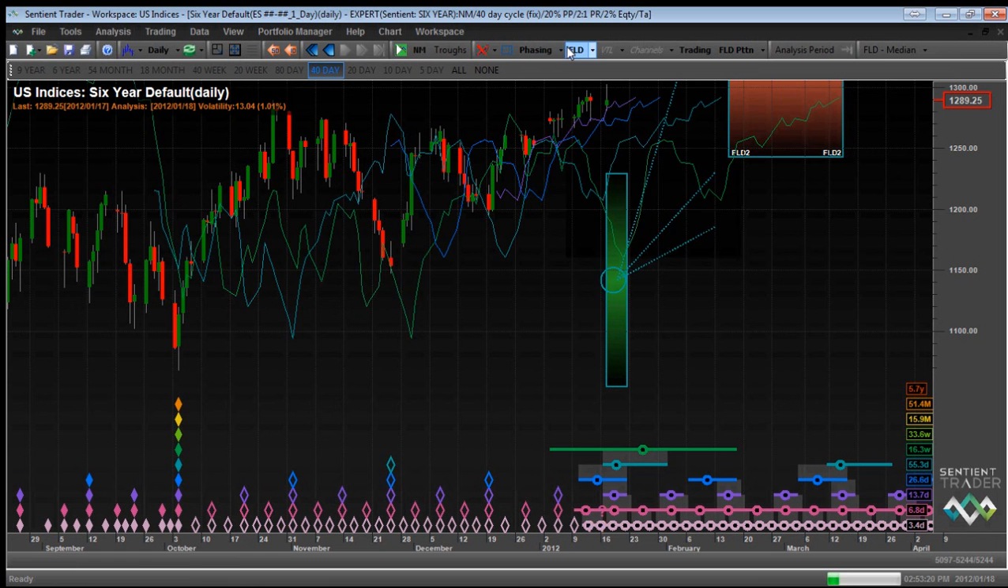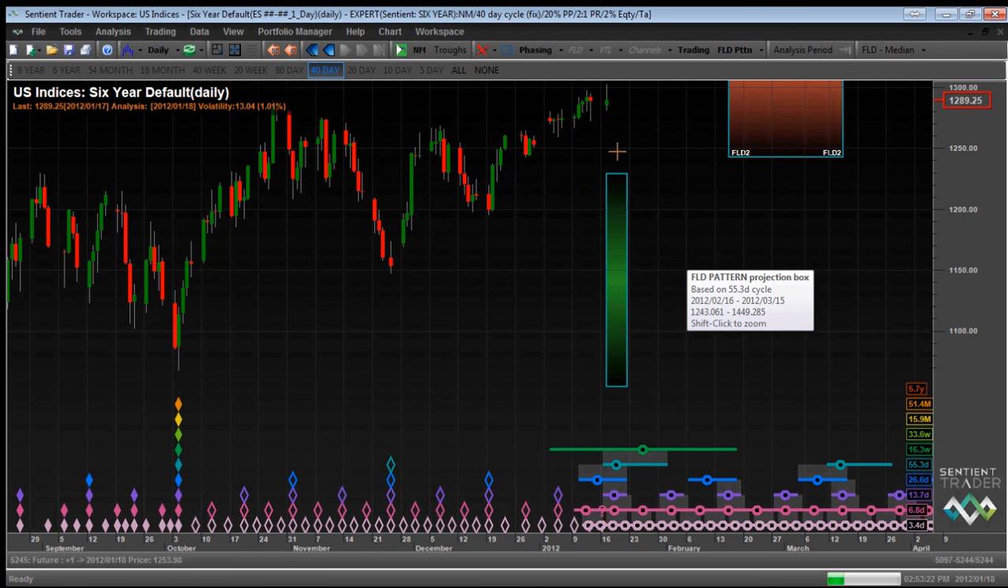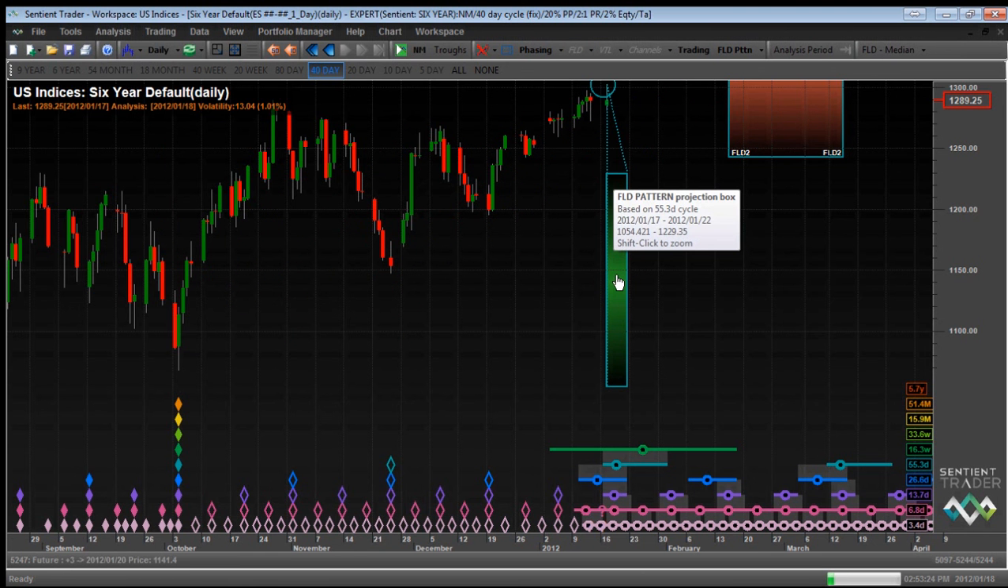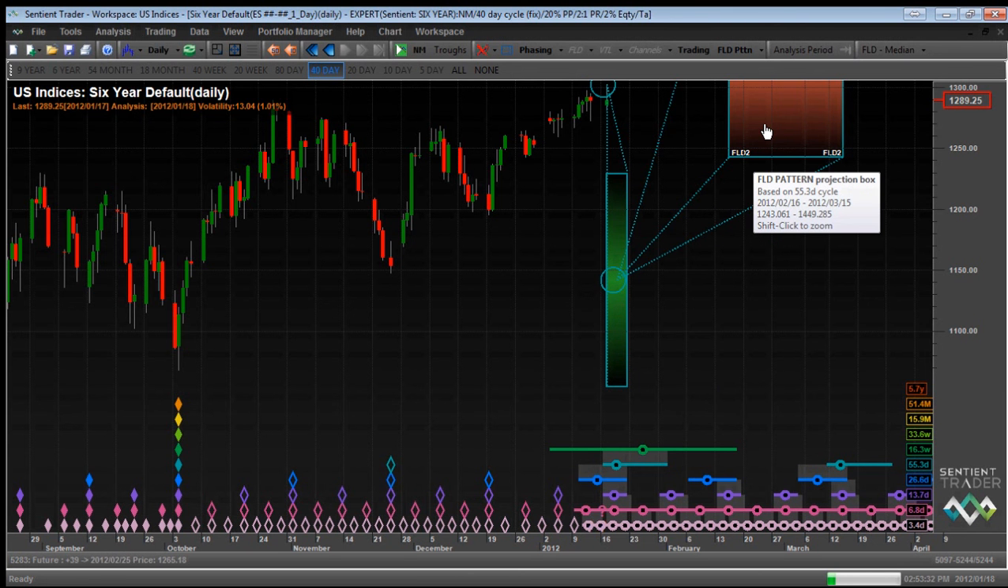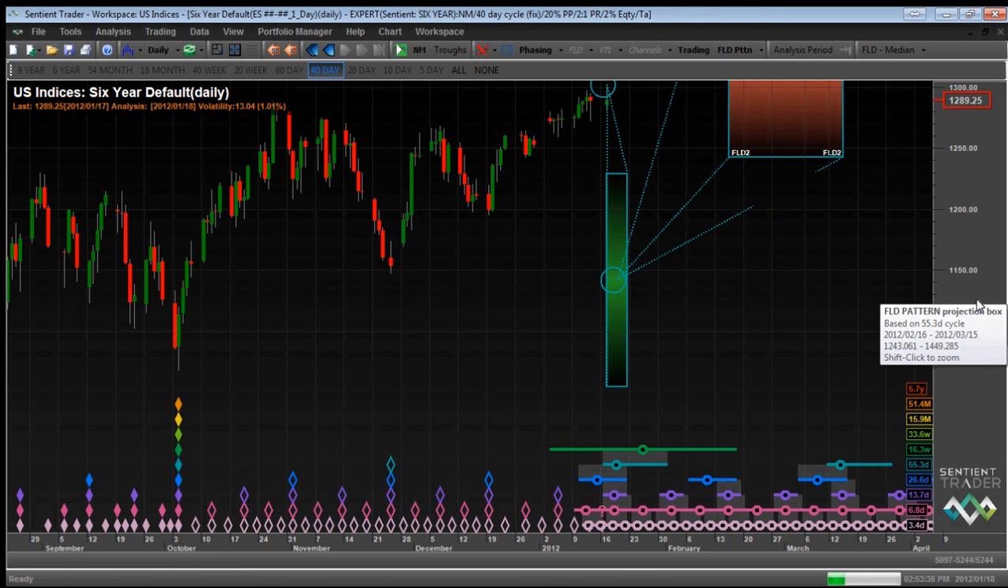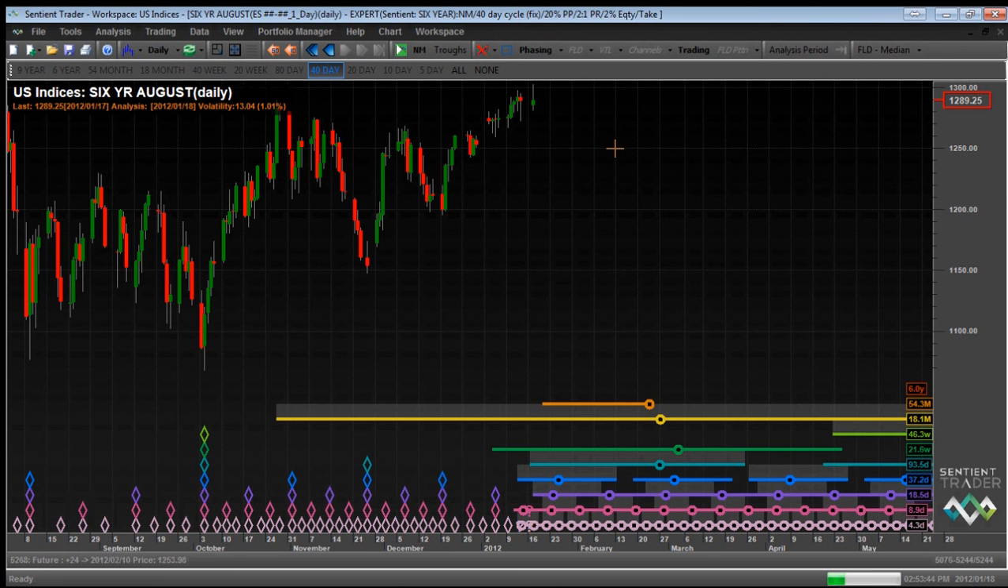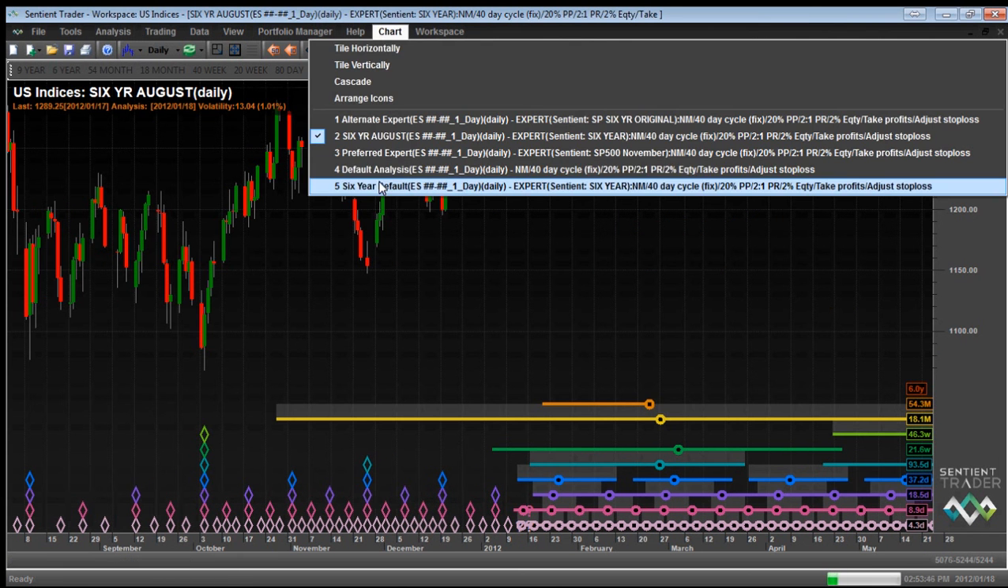And if you don't feel like drawing squiggly lines, you can get Sentient Trader to do it for you, and you can just show the FLD pattern. Let me. There we go. All right. Let's show the FLD pattern for the 80-day cycles. Fine. Okay. Let me turn off the FLDs. There we go. As you can see, Sentient Trader is expecting the market to fall to form a 20-week cycle trough somewhere over here, mid to late January.